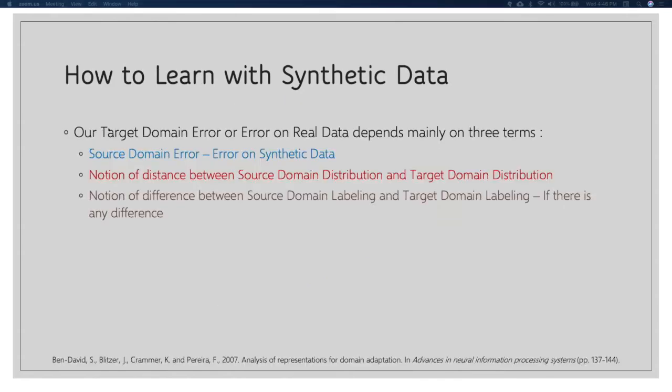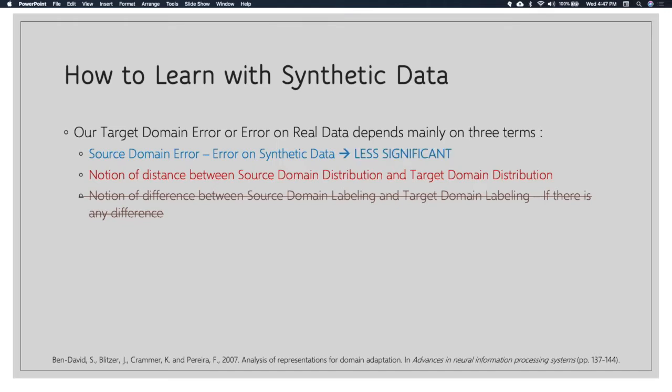Now, if our main objective is to decrease the target domain error, it can be formulated with three particular entities. One is the error of your classifier on the source domain, which is the error on the synthetic data. Then it also depends on the notion of distance between the source domain and the target domain, how far the two distributions are. And third, it depends on the labeling function which we use to label data from the source domain and the target domain. Usually we don't care much about the labeling function, because it's a process handled by humans or an automatic system, and it considers similar features across the dataset. So there won't usually be much difference in the labeling functions.